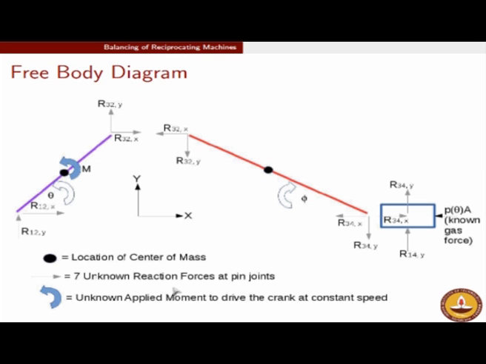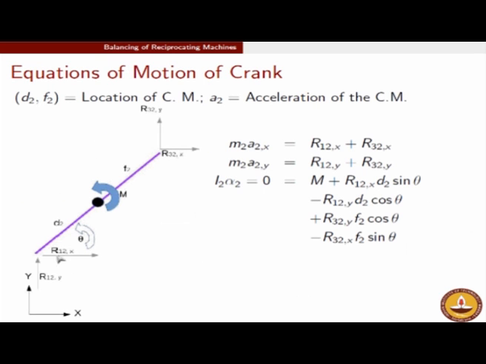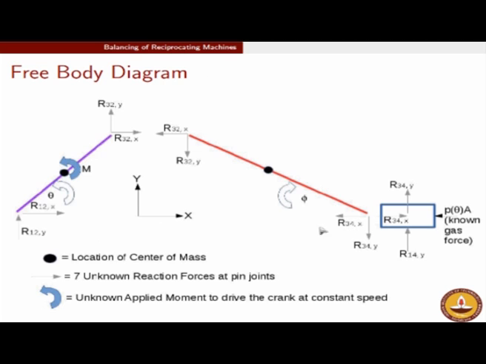So there are 7 unknown reaction forces which are happening at the pin joints and also on this sliding pair, and there is one unknown applied moment which is shown by this curved arrow M. So in totality there are 8 unknowns in this system. Let us see if we can find 8 equations such that we are able to solve this system of equations. So now we will look part by part. So this was the free body diagram of each part shown together.